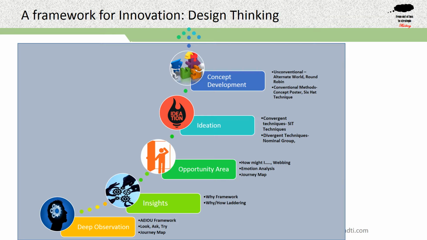An example of a convergent technique is the SIT technique. Again, you can read about all these techniques in a different video, but for now remember these names: the SIT technique, which is a convergent technique, and then we have a divergent technique, an example of which is nominal group.